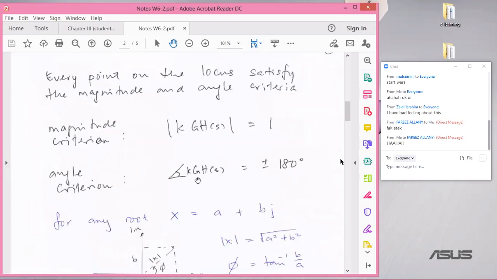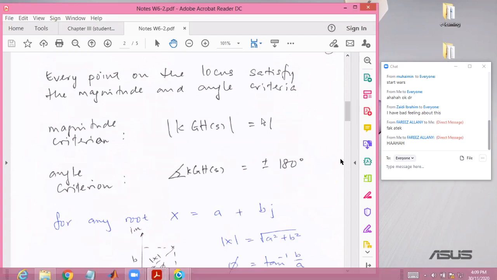So the angle must be the angle of the open loop transfer function. If the point is one of the roots, the angle must be plus and minus 180, and the magnitude must be equal to 1. So let's go back to the question here.